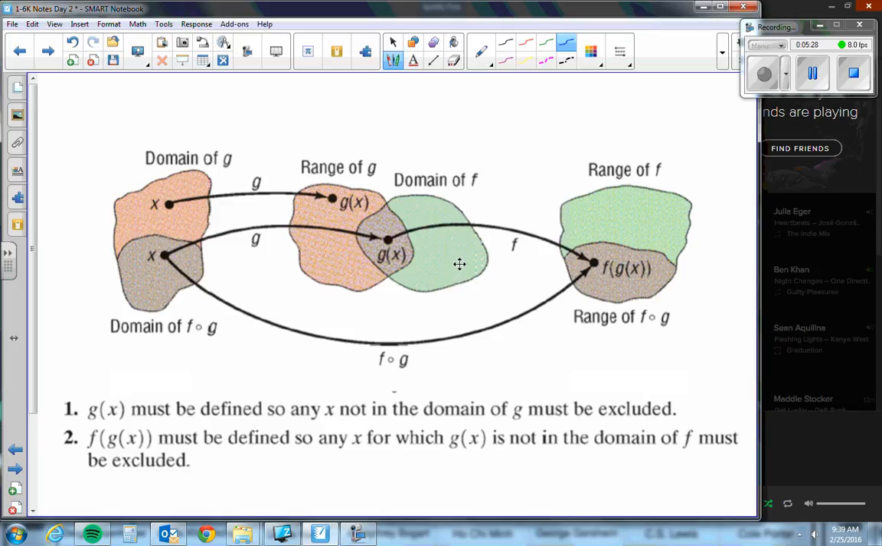Okay? And so, let's think about it. First of all, a number out here is a number that you can't even plug into g. So definitely it's not part of the domain of the whole thing.